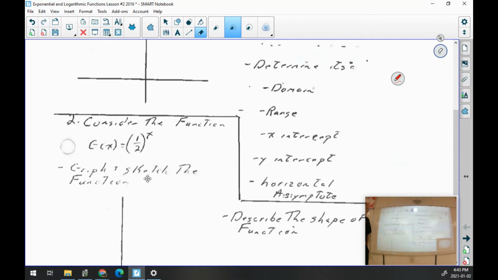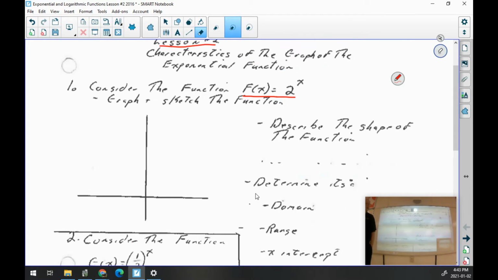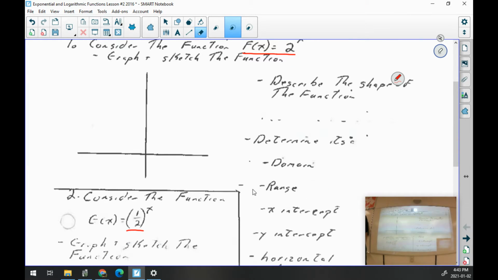I then want you to do the exact same thing for g of x equals 1/2 to the power of x. Pause now and come back once you've finished that.